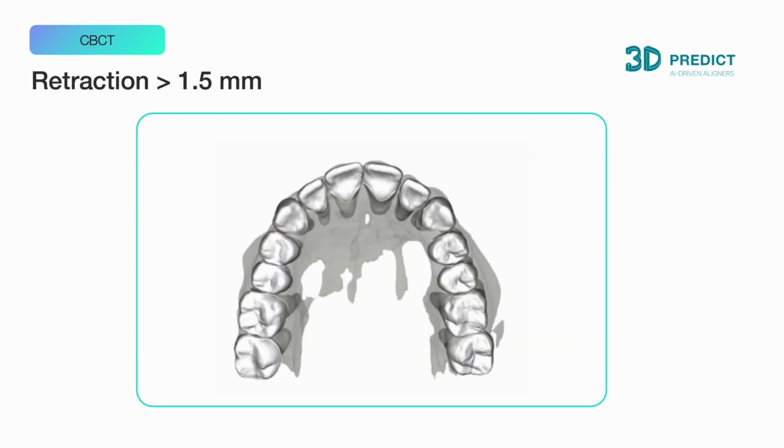Extensive retraction, also for the same reasons as with expansion, is better treated with a CBCT. The clear example for this will be a Class 2 Division 1 patient who requires overjet correction of 1.5 millimeters or more.